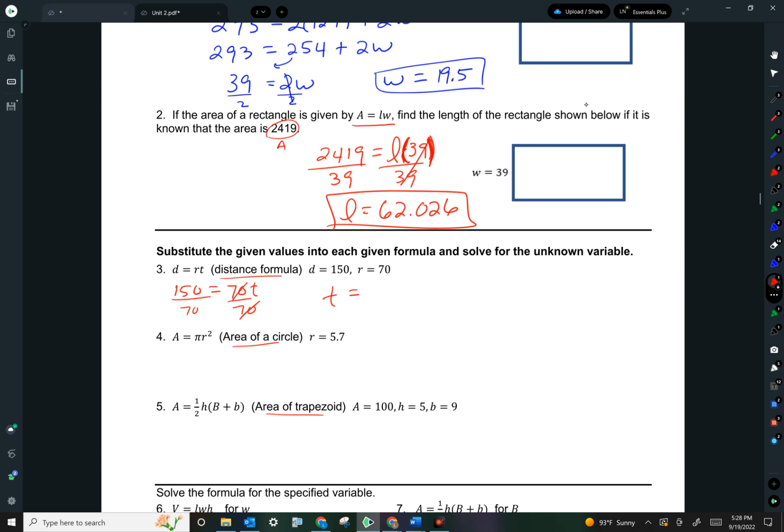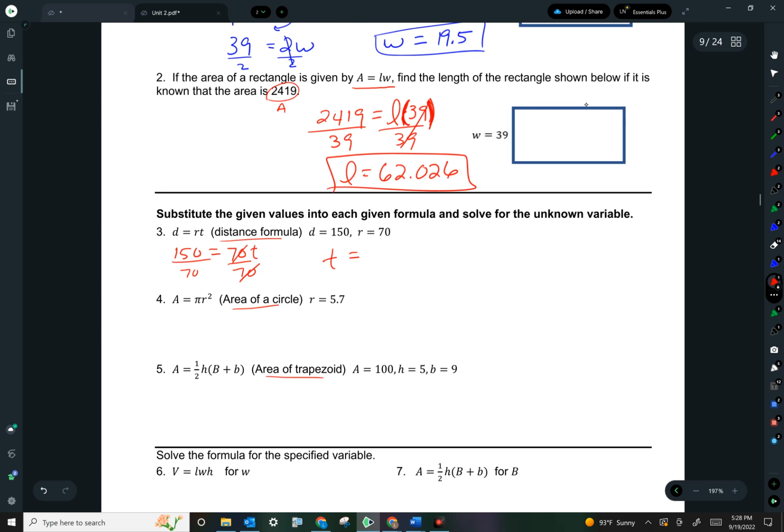Okay. On number 4, area of a circle. So I'm going to plug in 5.7 for r. So I'm going to say A equals, now pi, I know you recognize that as 3.14 from the old days, and it's true, it is 3.14, but since we're using a calculator, I don't want us to type in 3.14 because that would be rounding.